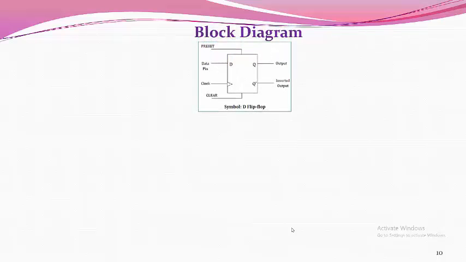Now we will see the block diagram of this D flip-flop. This is the block diagram of D flip-flop, which consists of preset and clear signals, data pin as an input, clock signal to trigger the particular flip-flop, present output Q and Q bar, which will be in complementary format.